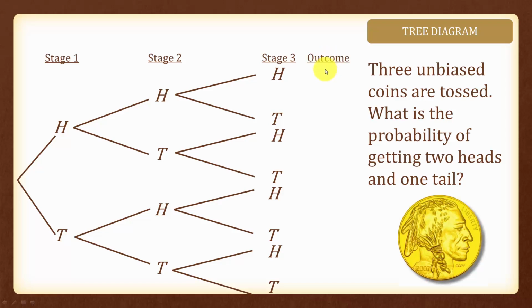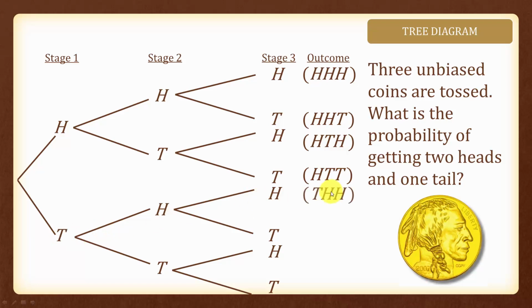After the 3 stages, we will have head, head, head here, and we will have head, head, tail here, followed by head, tail, head, head, tail, tail, tail, head, head, tail, head, tail, tail, tail, head, and tail, tail, tail.